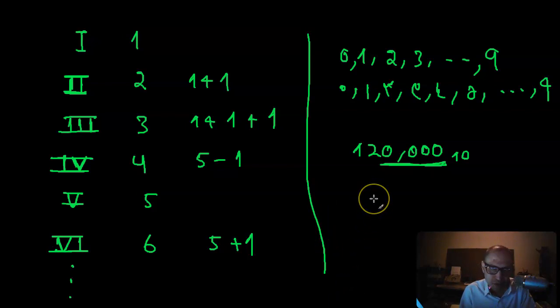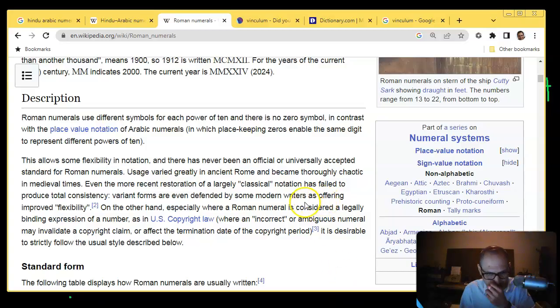And so in this system, you add or subtract these different numbers to make the different numbers that you want to make. As a result, the Roman numerals use different symbols for each power of 10, and there is no zero symbol. In contrast with the place value notation of Arabic numerals, in which placekeeping zeros enable the same digit to represent different powers of 10.